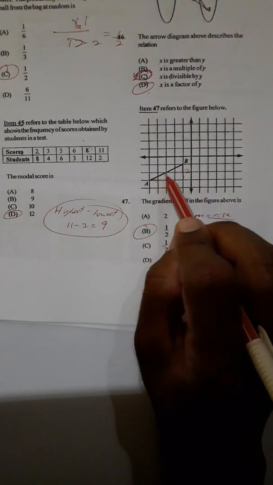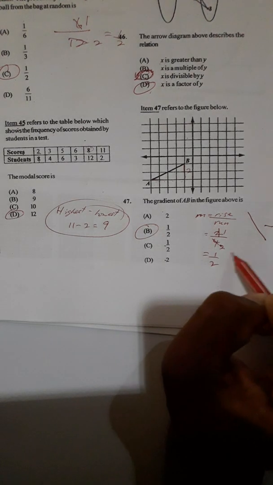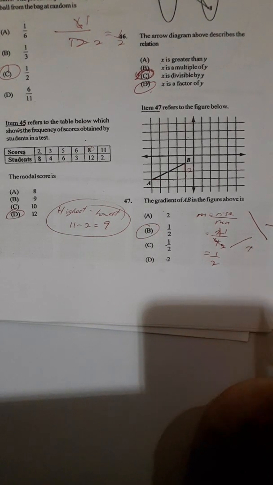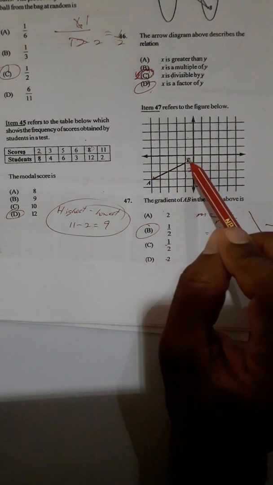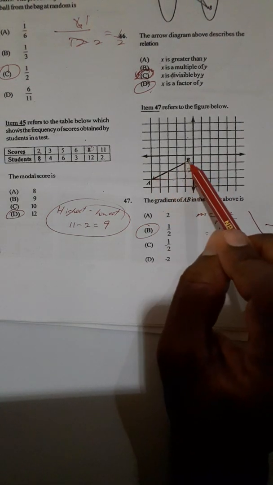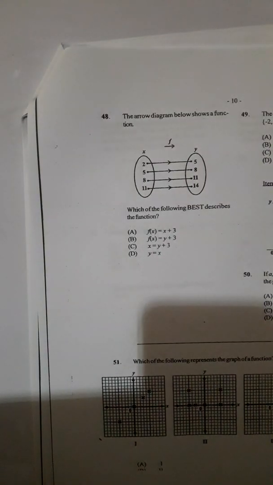This is what we call an upslope. If the line is going down, the gradient will be negative. If the line is going up, the gradient will be positive. So we want to find the gradient of AB. If you wanted the gradient of BA, then it would be going down and we would have a negative slope. Alright, it's a question on function.